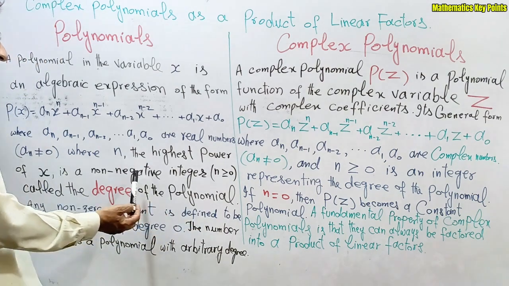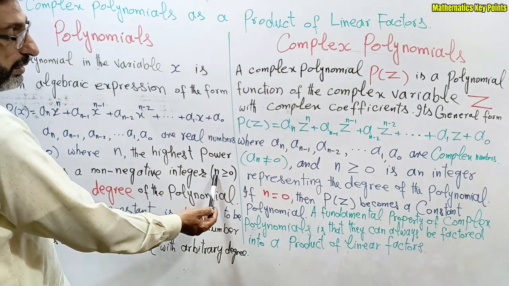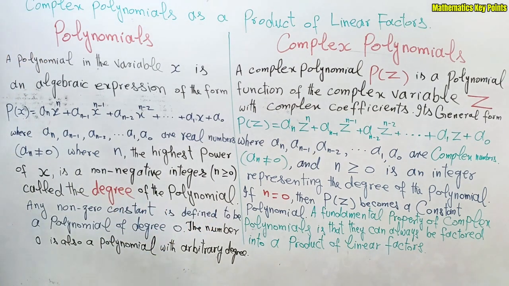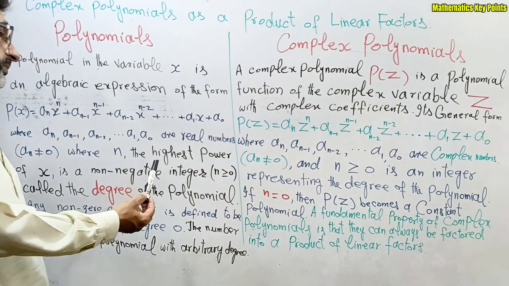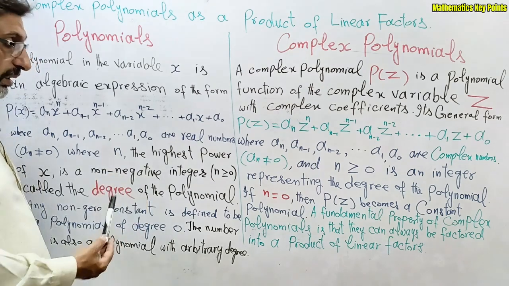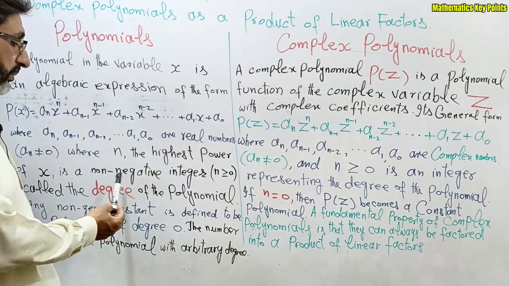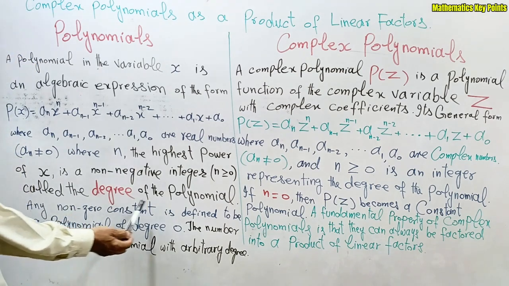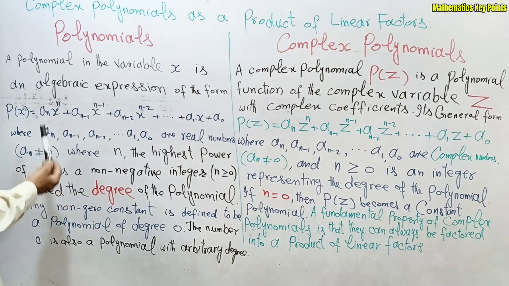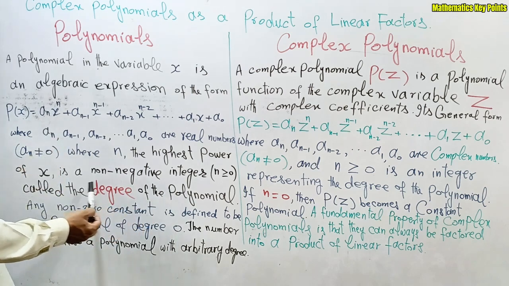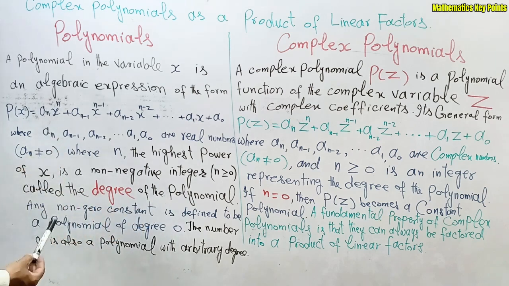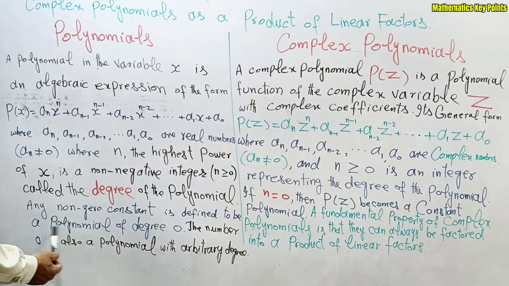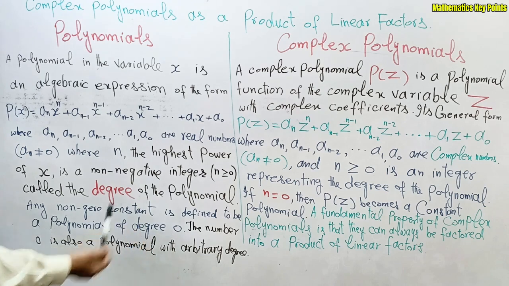It means n is greater than or equal to 0, it is 0 or a positive integer, n from the set of whole numbers. This n is called the degree of the polynomial. Any non-zero constant is defined to be a polynomial of degree 0.